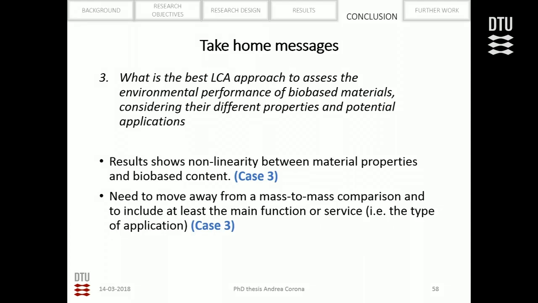The third research question was looking at what is the best LCA approach to incorporate the bio-based material properties. And as I show you in case 3, LCA results show that there is a non-linearity between the material properties, the environmental performance, and the bio-based content of the material. So it's important, in this case, to move away from a mass-to-mass comparison and include at least an application type when defining LCA of composite. And also, furthermore, it will be relevant to include also the micromechanical properties.